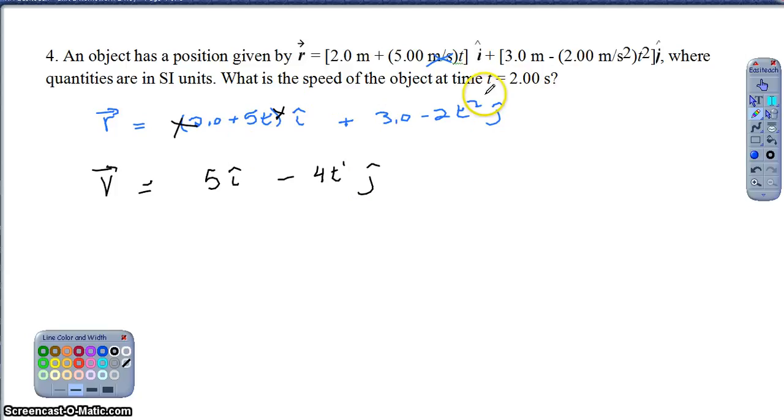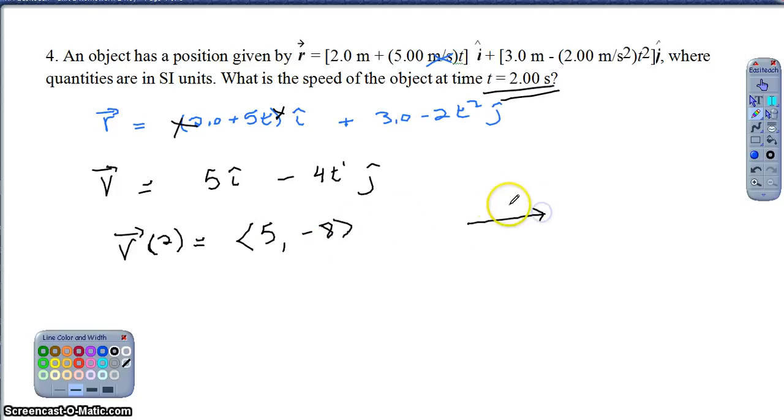So then they do specify what is the speed at 2 seconds. There's nothing to plug in for my horizontal component. My horizontal component is always 5 no matter what. But my vertical component would be negative 4 times 2, so negative 8. So my components of the velocity at 2 seconds are 5 in the horizontal direction and negative 8. I do want you guys to be comfortable translating this into a triangle. I go right 5 and I go down 8. But in this case they actually just ask me for the speed. They don't even ask me for the direction.